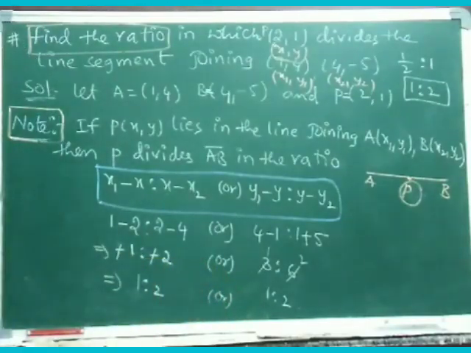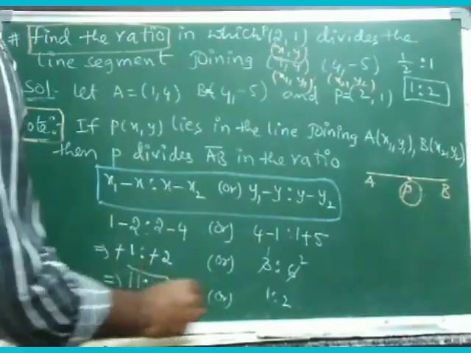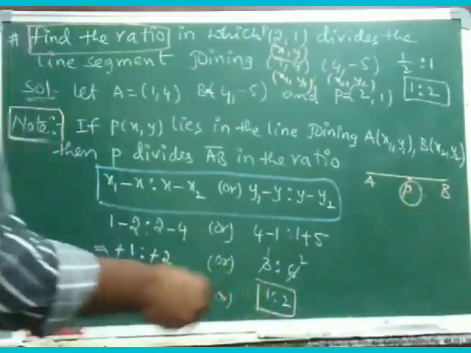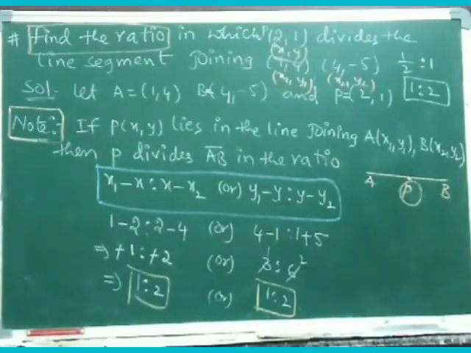So this is the beautiful shortcut to find the ratio. When the question is related with the ratio, the answer is, the ratio is x1 - x is to x - x2, or y1 - y is to y - y2.